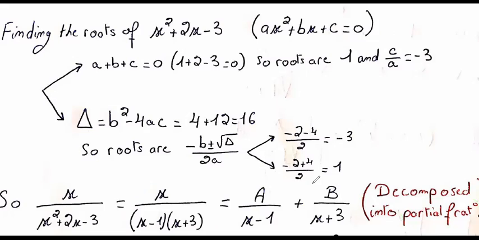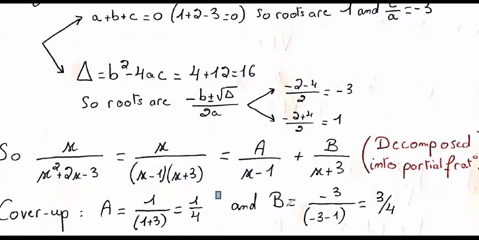Now, there are two ways for finding a and b. The first method is to take, again, the common denominator and to identify with x. And the other method, which is much, much easier, is the cover-up method, which we can use here because we have linear factors. I explained the cover-up method in detail in another video.